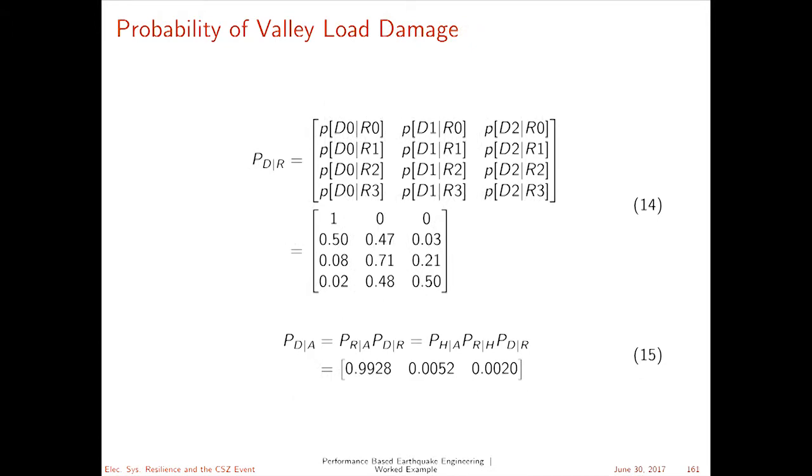There's a 99.28% chance that I do not lose the valley load that day. Why is it so high? Because the chances of an earthquake that day are really low. There is a 0.52% chance that I lose half that load that day, and there is a 0.2% chance that I completely lose the load that day.